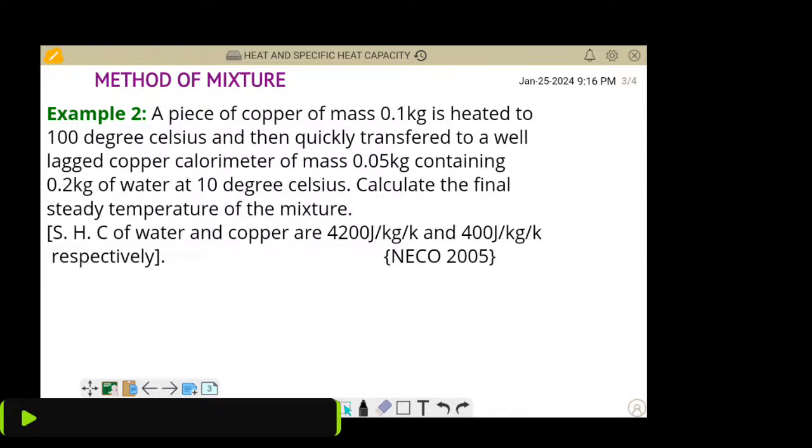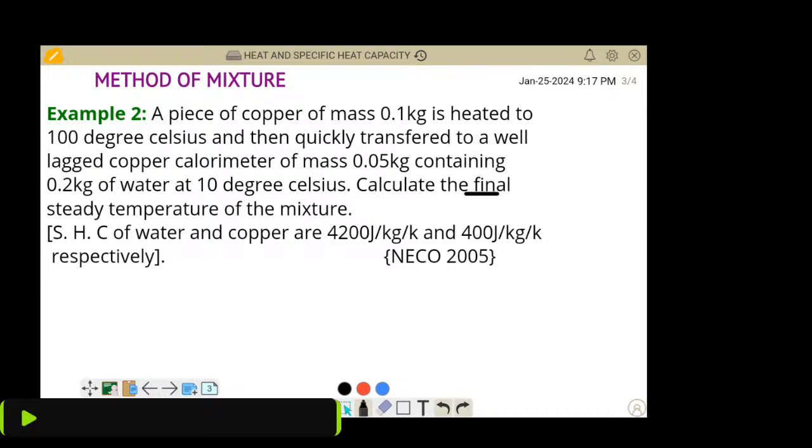Now, in our second example, we have a piece of copper of mass 0.1 kg, and this copper is heated to 100 degrees Celsius and then quickly transferred to a well-lagged copper calorimeter. A copper calorimeter is a container. This copper calorimeter has a mass of 0.05 kilogram, and in it we have water of 0.2 kilogram according to the question, and the temperature of that water is 10 degrees Celsius at that time. So we have to calculate the final temperature of the entire mixture.